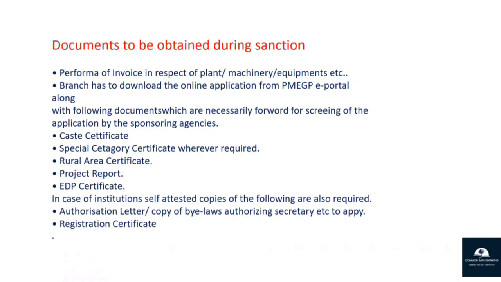And a rural area certificate, that is, whether the applicant is dwelling in a rural area or an urban area. If it is a rural area, you have to prove that you are dwelling in the rural area, so that certificate is also required. And the project report and the EDP training, that is a 2 weeks training. That training certificate you also have to attach during the loan processing. And if your unit is a partnership, your registration certificate, GST certificate, everything you have to produce during the loan sanctioning process.